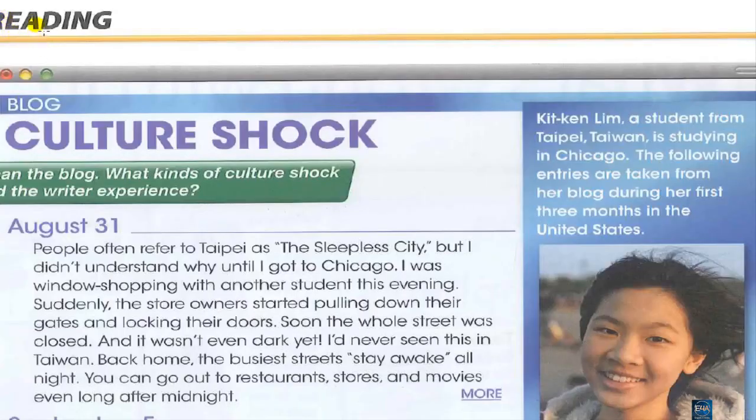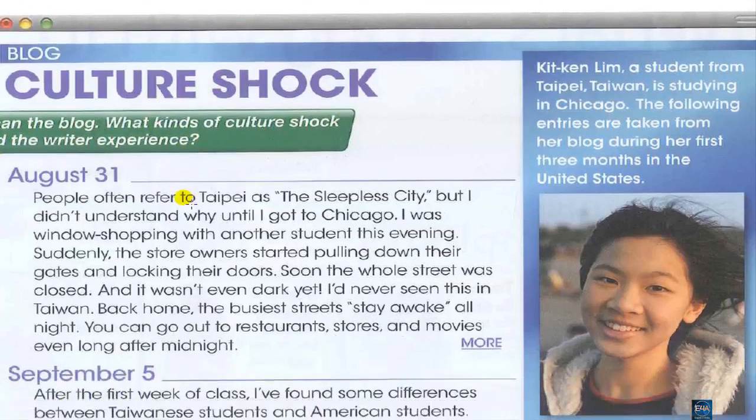Exercise number 13, reading, blog. Blog means what? Blogging, writing about your experiences on the internet. So you write your experiences on the internet. Cultural shock, when you got shocked because of different habits. So here, scan the blog. What kind of cultural shock did the writer experience?